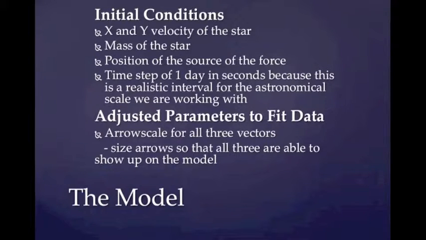Looking at the model, we had to set some initial conditions, and this included the x and y velocity of the star. This was determined from the data of the positions of the star that was given. We needed the mass of the star, the position of the source of the force acting on the star, and a time step of 1 day in seconds, and this is a good unit to work with because we're working on an astronomical scale. Certain parameters had to be adjusted to fit the data, and this included the arrow scale for all three of the vectors included in the model. This was so that all the arrows would be visible, so that one wouldn't be too large and one wouldn't be too small.